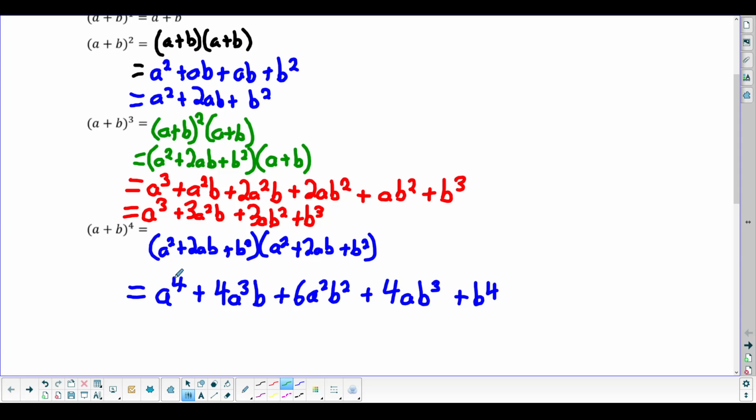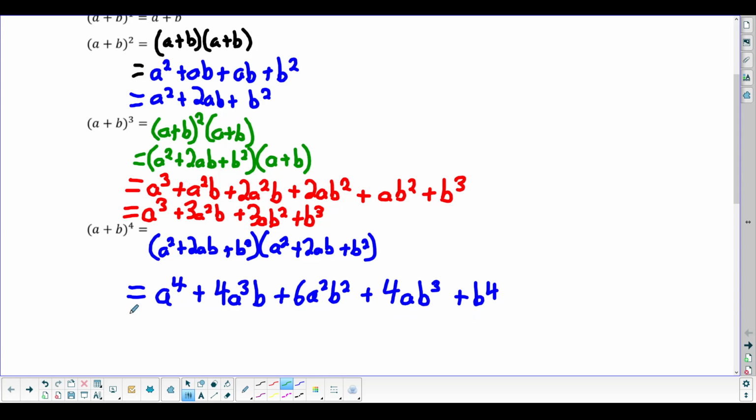Okay, so a starts at 4 and goes down each term. So it's a to the power of 4, a to the power of 3, a to the power of 2, a to the power of 1, a to the power of 0. B is going up. It's b to the 0, b to the power of 1, b to the power of 2, b to the power of 3, b to the power of 4. And of course, we could rearrange the order of these, but that's a nice order to have. And generally in math, we try to have descending powers in our term order, descending powers of the first alphabetical variable. So a is the first alphabetical variable in this case.